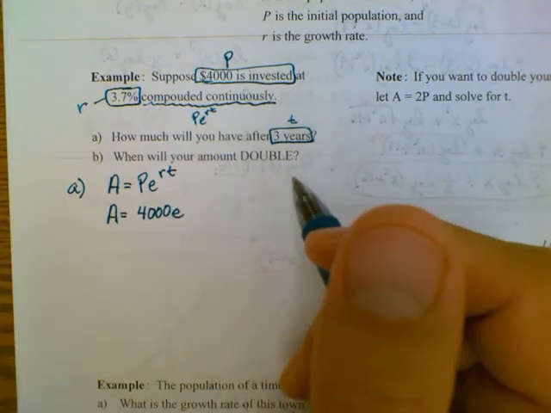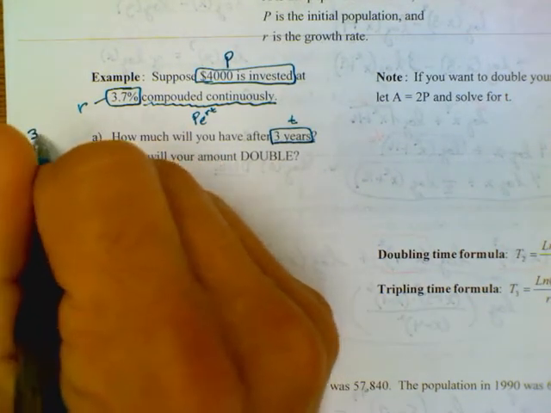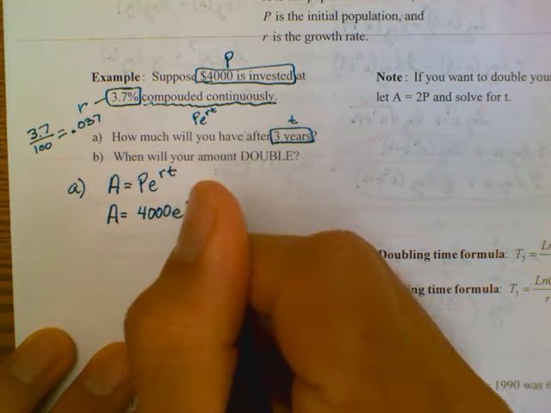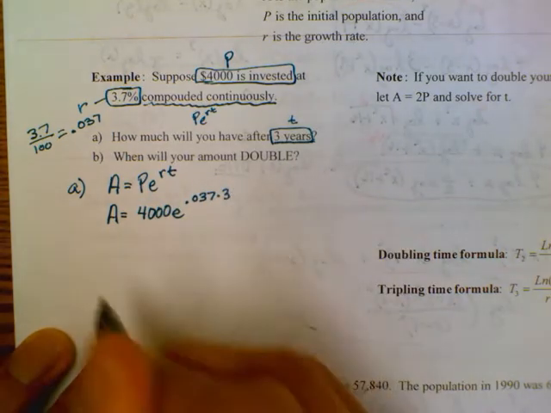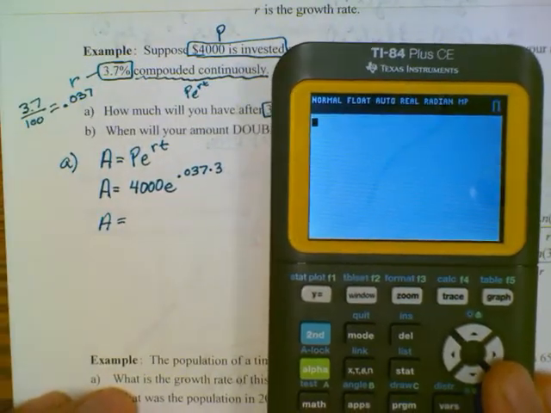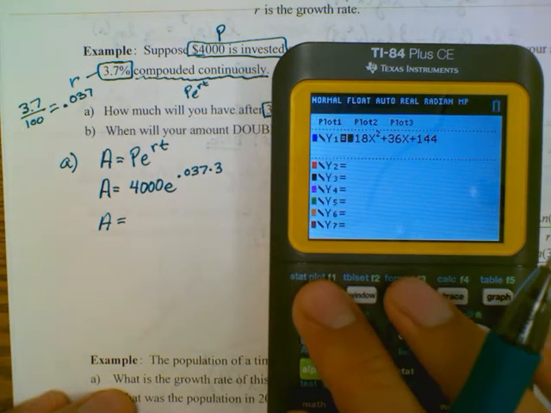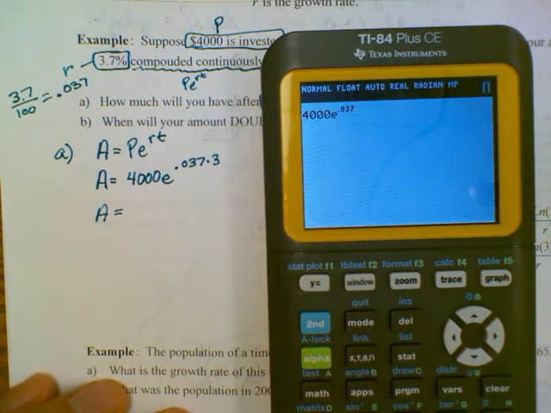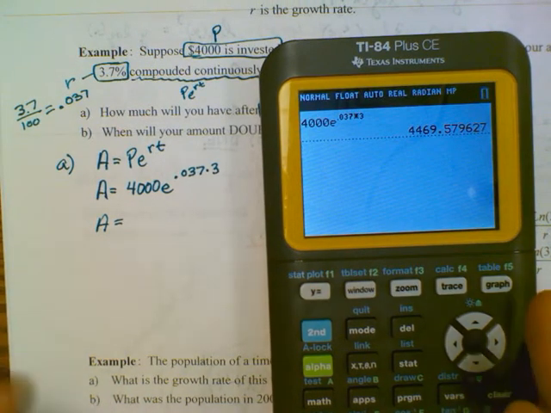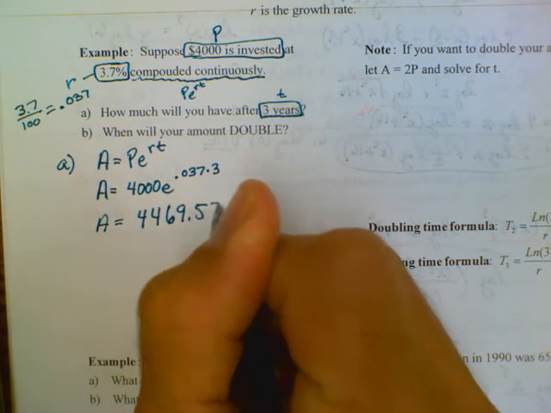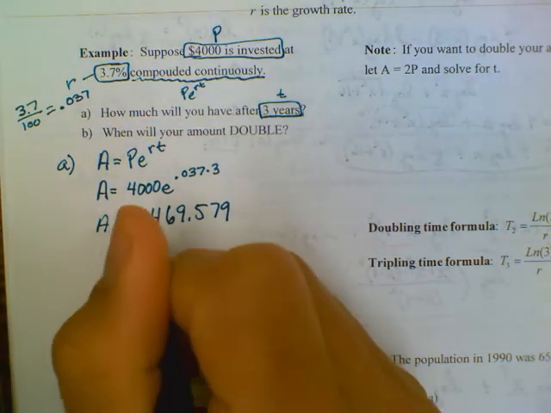Now 3.7% is per 100, so 3.7 divided by 100 is actually 0.037. So 0.037 times 3. Take that and put it in your calculator. So 4,000, second, and then the LN button here. Second LN, that's the e. So e to the 0.037 times 3. We're going to go out to three decimals: 4469.579. And this is going to be dollars and cents.